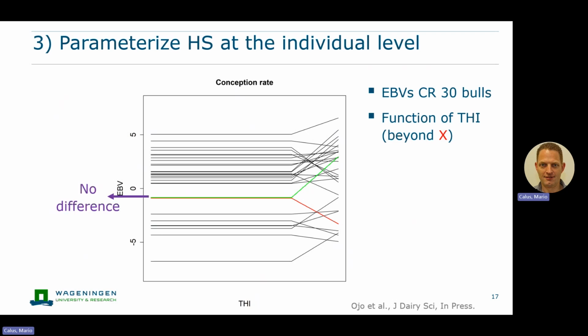So just to highlight two bulls here, one indicated in green and one in red. Up until the threshold, there's basically no difference in breeding values between the two. But beyond the threshold, at the very highest observed values of THI, we can see there's a difference of about 6% conception rate. So this suggests that modeling this properly and taking this into consideration could help to start selecting bulls that give daughters whose fertility under heat stress is better than some of the others.